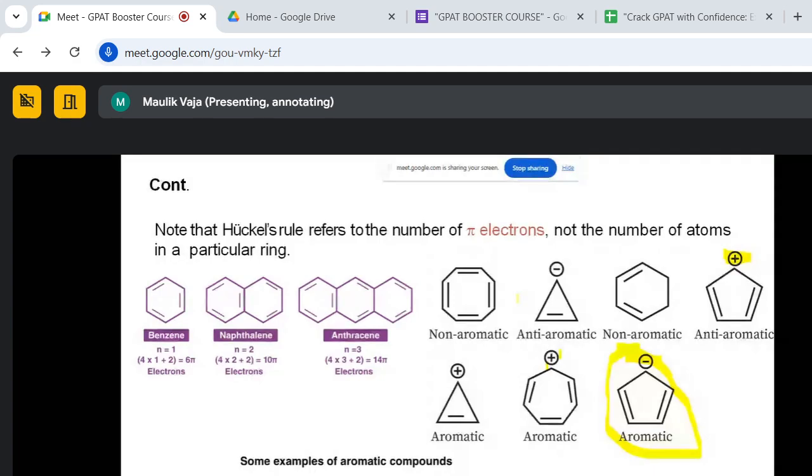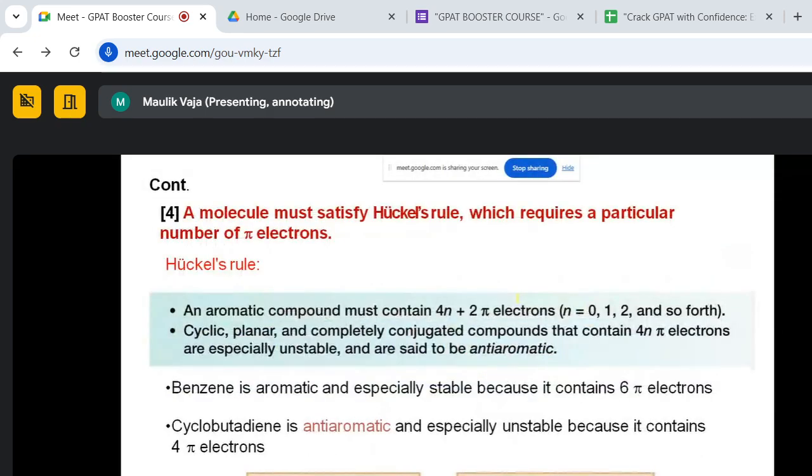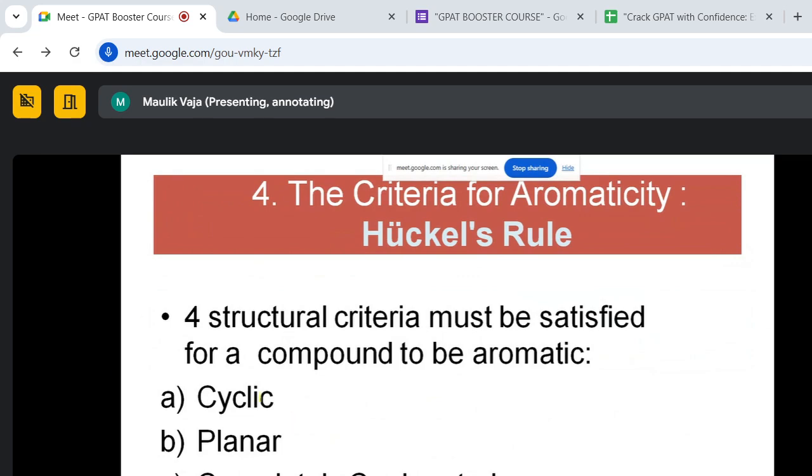So how to identify a non-aromatic compound? Tell once again. For non-aromatic, four requirements are there for any compound to be aromatic: cyclic, planar, completely conjugated, and it should follow alternate double bonds. So a non-aromatic compound deviates from two requirements.